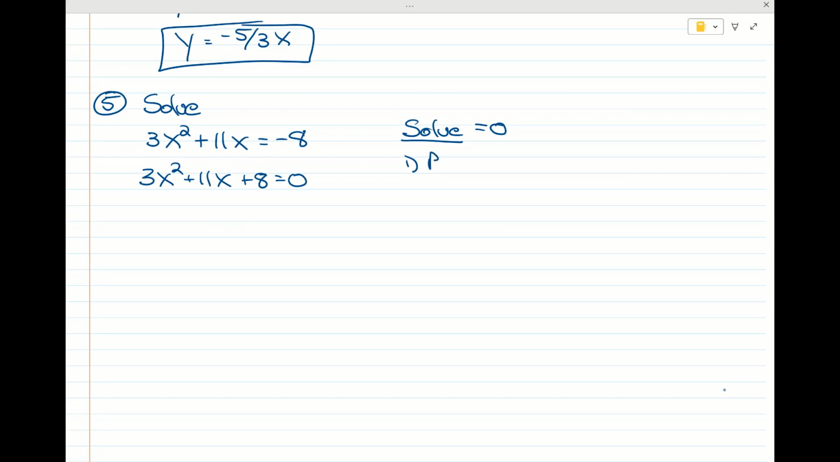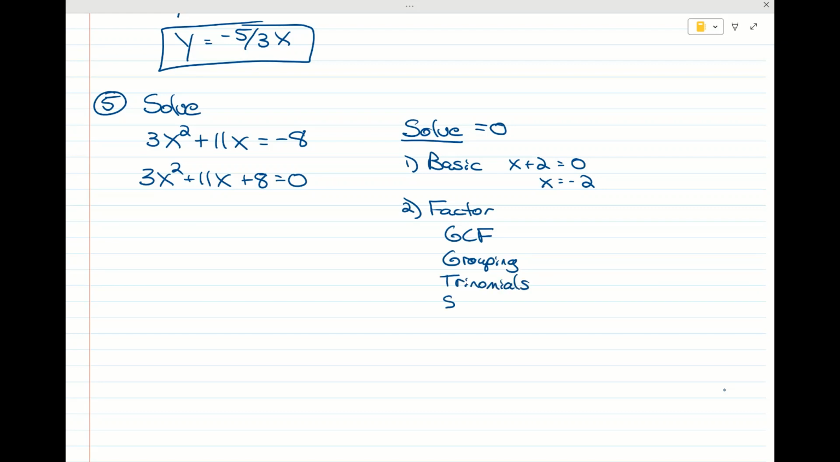Once we do that, if it's just a basic equation, like x plus 2 is 0, we could just say x is -2. But some of the more advanced problems we might have to factor. And then we set those factors equal to 0. Remember, we talked about GCF factoring, grouping, trinomials, and special cases. And then, like I said, once you factor, you make the factors equal to 0 and solve. So let's see how that plays out for this problem.